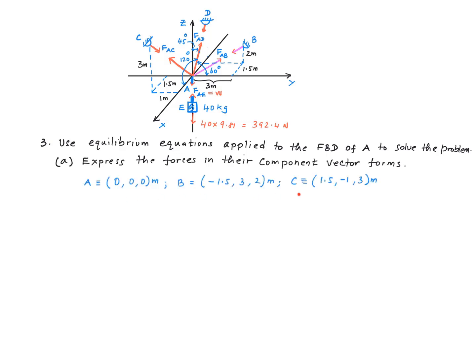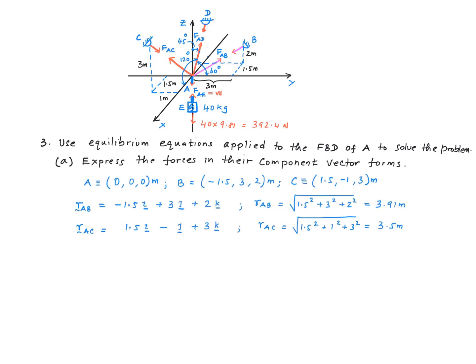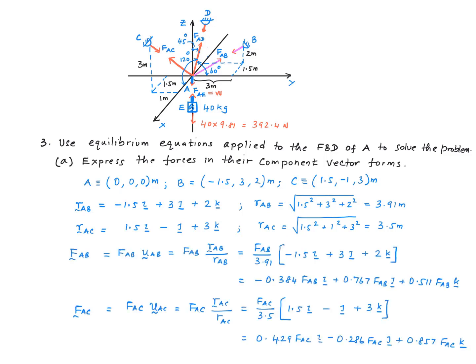First, I list the coordinates for the 3 points that are relevant here, which are points A, B, and C. They come directly from the picture, and I'm pretty sure you can easily follow these. Then I find the vectors representing lines AB and AC and their respective magnitudes. The vector FAB then is magnitude of the vector FAB, which is FAB, multiplied by the unit vector in the direction of line A to B. So let's call that UAB.